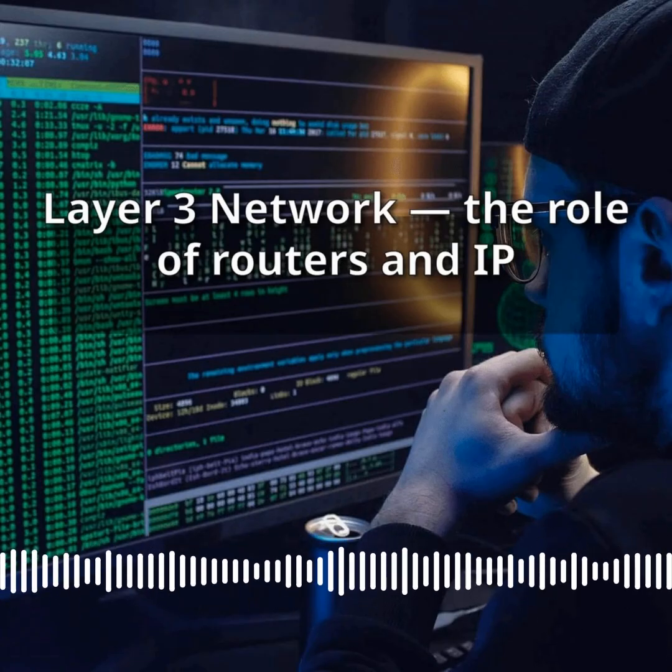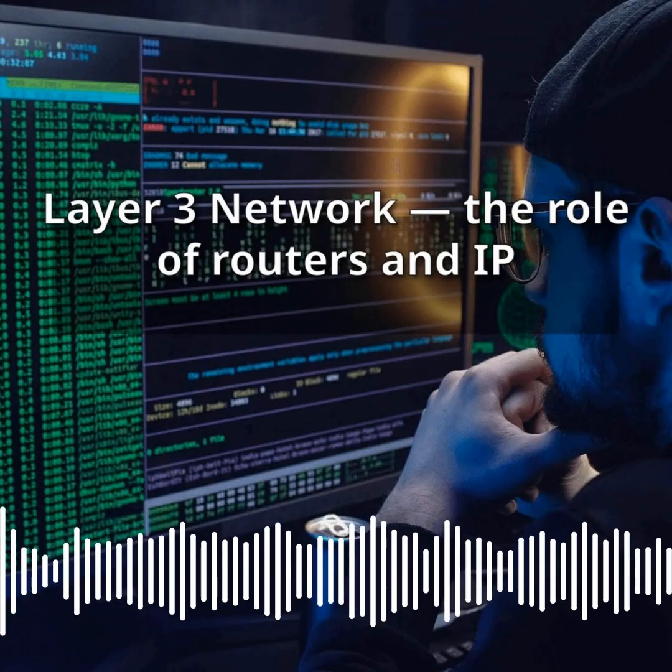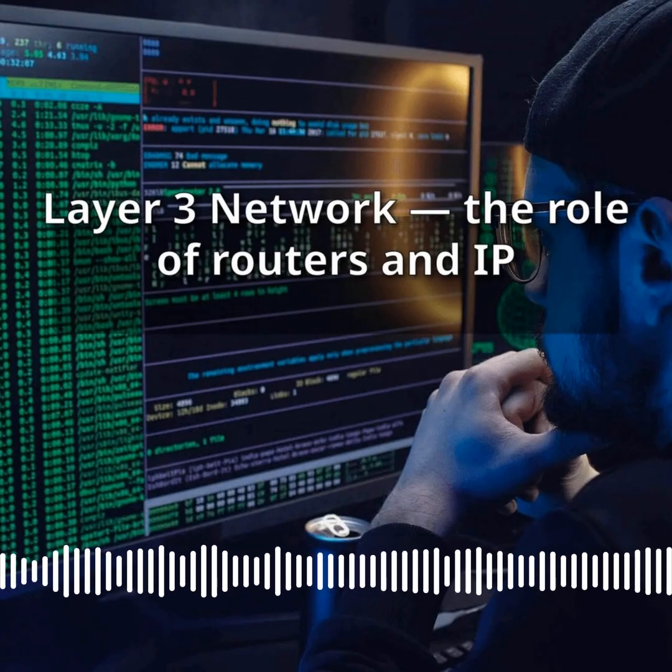All of this knowledge is directly applicable to network reconnaissance, packet analysis, attack understanding, and secure network design in a cybersecurity and DevSecOps context.